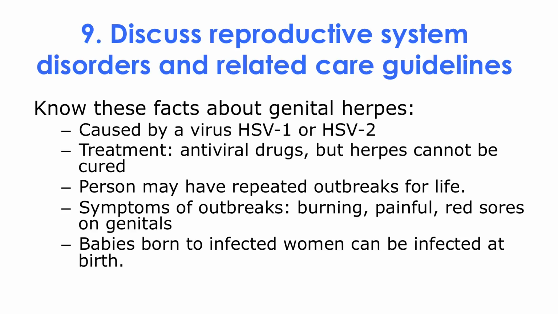That's herpes. It's caused by the herpes virus, HSV-1 or HSV-2. The treatment is any antiviral drug, but herpes cannot be cured. We can only make it become dormant. If somebody has herpes, they may have repeat outbreaks for the rest of their lives. Symptoms include burning, painful red sores on the genitals. If a child is born to an infected woman, the child can be infected while passing through the birth canal. So if a woman with the herpes virus is about to give birth, the usual suggestion is delivery by C-section.